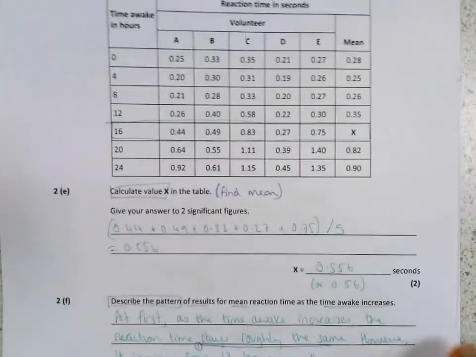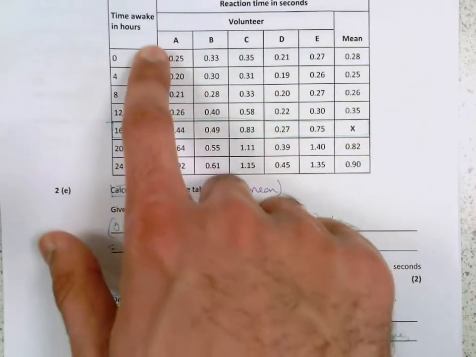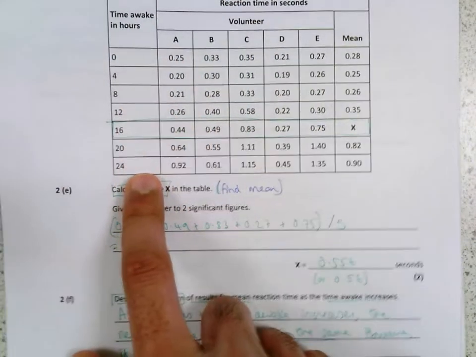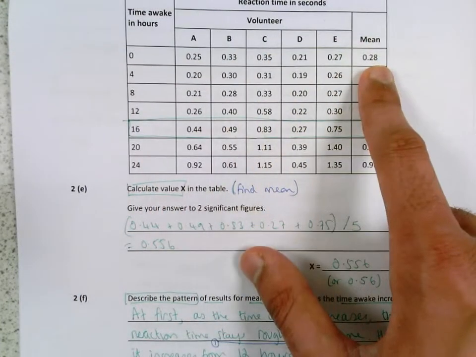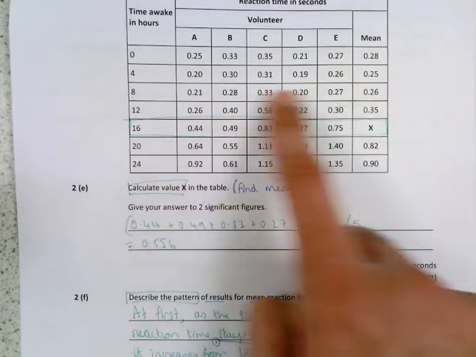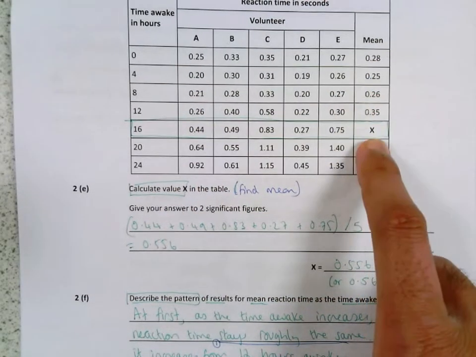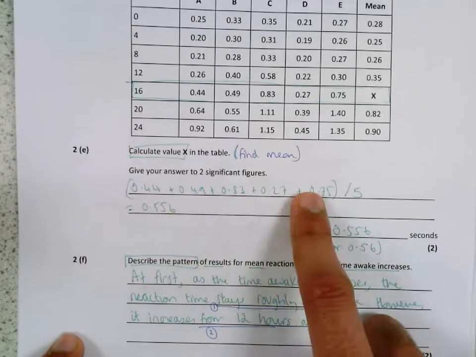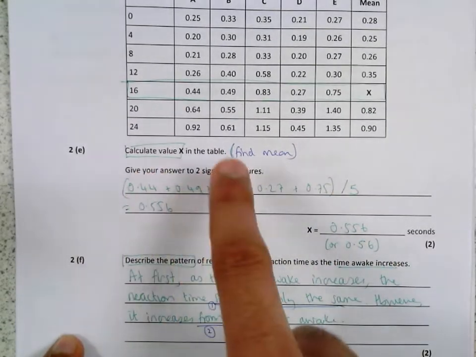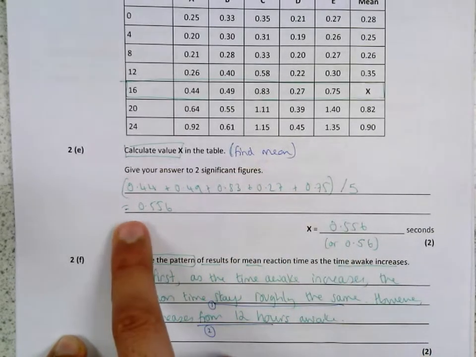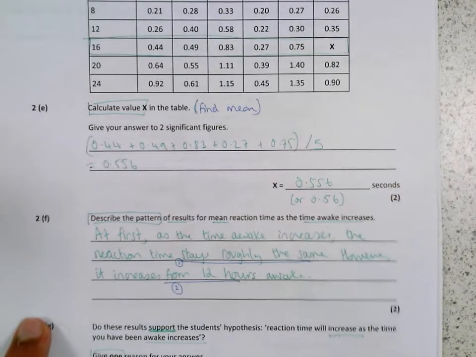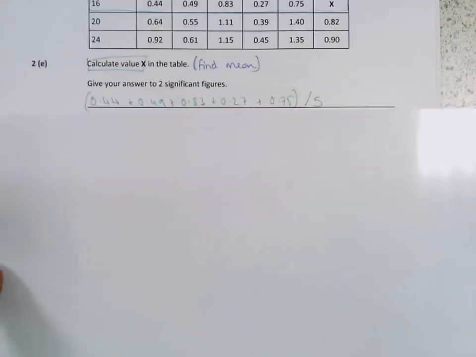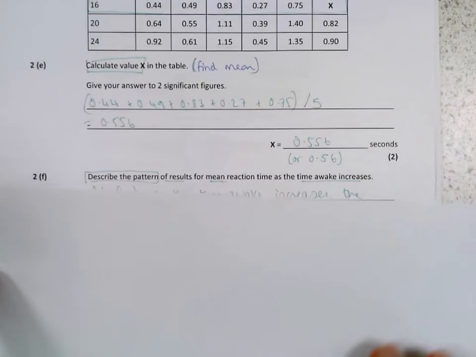Okay, so here we have data, and we know that the results are as follows. So every 4 hours they measured the reaction time, and they found a mean of the 5 volunteers each time. But there's one missing which we need to find, so we simply add up the values and divide by 5, because there are 1, 2, 3, 4, 5 numbers, and you should get 0.556, or you can round that to 0.56 seconds. So you get 1 mark for showing your working out, and 1 mark for having the final answer there.